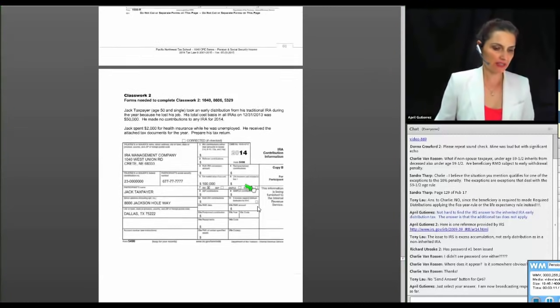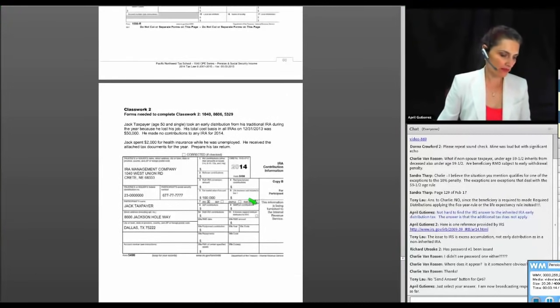All right, everyone, welcome back from break. We're going to take a look now at the answer key for this particular classwork assignment that I gave you. It was really a scrambled effort, I'm sure, for you to try and figure out what the taxable part of this distribution from the IRA was. To do that, you needed to complete Form 8606, and then I was asking you also to determine what portion of the taxable part of the distribution is going to be subject to a penalty and what portion will not be subjected to a penalty.